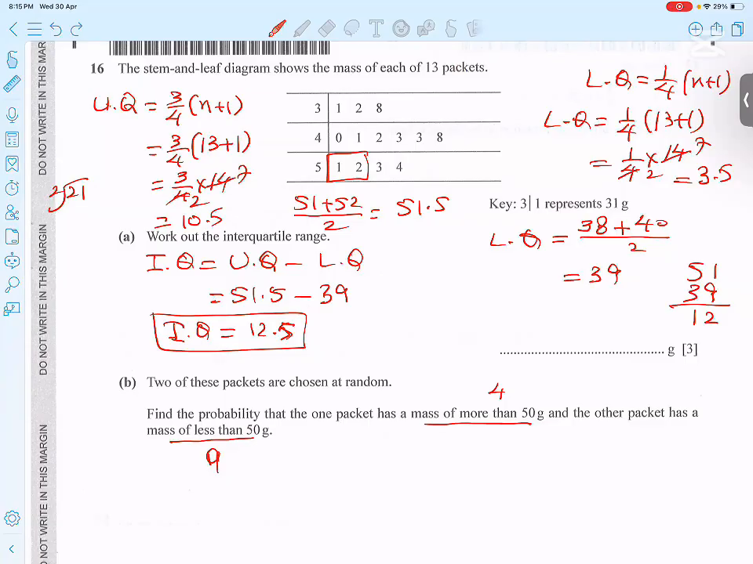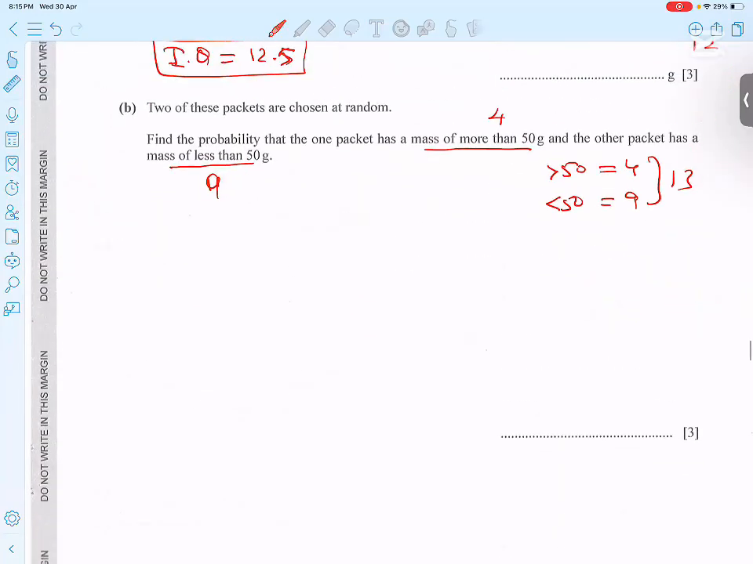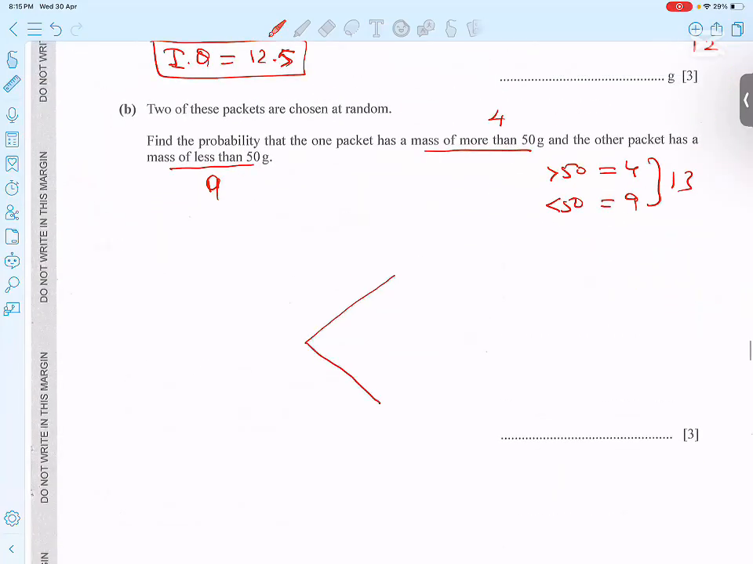Now I confirmed. Okay. Now what is the total? Very clear: more than 50 is 4, less than 50 is 9, and total 13. So he said that, so what is the tree diagram? This is more than 50, this is less than 50. So 4 out of 13.